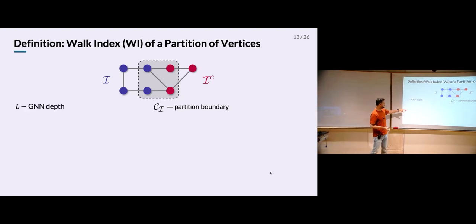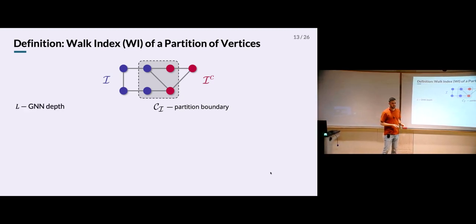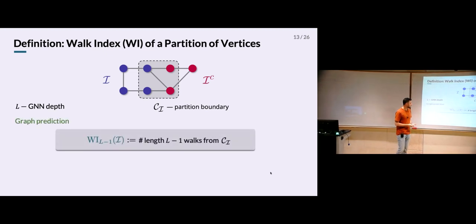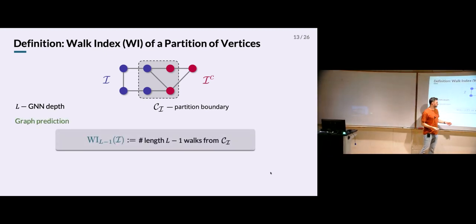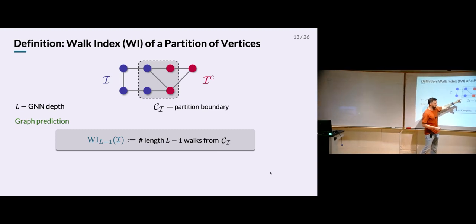Now, suppose that we run a depth L GNN over the graph. In the context of graph prediction, we define the L minus 1 walk index of I to simply be the number of length L minus 1 walks that originate from the boundary of the partition.